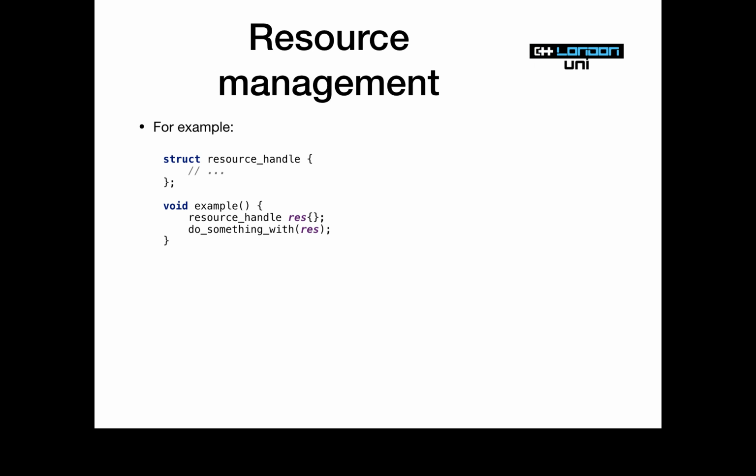And if our do something with function throws an exception, and we get kicked out of the function that way, well, the language rules say when we leave a function due to exception, all the local variables get destroyed, including res. It gets cleaned up. Our resource is released. Right, this is monumentally brilliant.